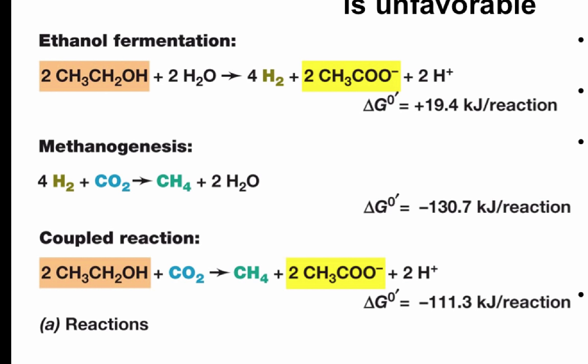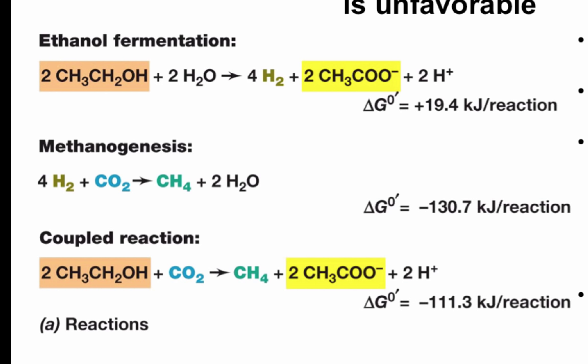When you put them together, in the case of ethanol plus CO2 going into methane and acetate and protons, the delta G of those combined coupled reactions is minus 111.3 kilojoules per reaction. So as the reactions are coupled, the energy requirements of one reaction are satisfied by the energy production of the other. But here, these reactions are happening in two different organisms, and you now have the transfer of the hydrogen from one reaction to the other organism in a different reaction. So this reaction happens when the hydrogen that is removed from the fermentation of ethanol to acetate is now being used by the methanogen organisms.